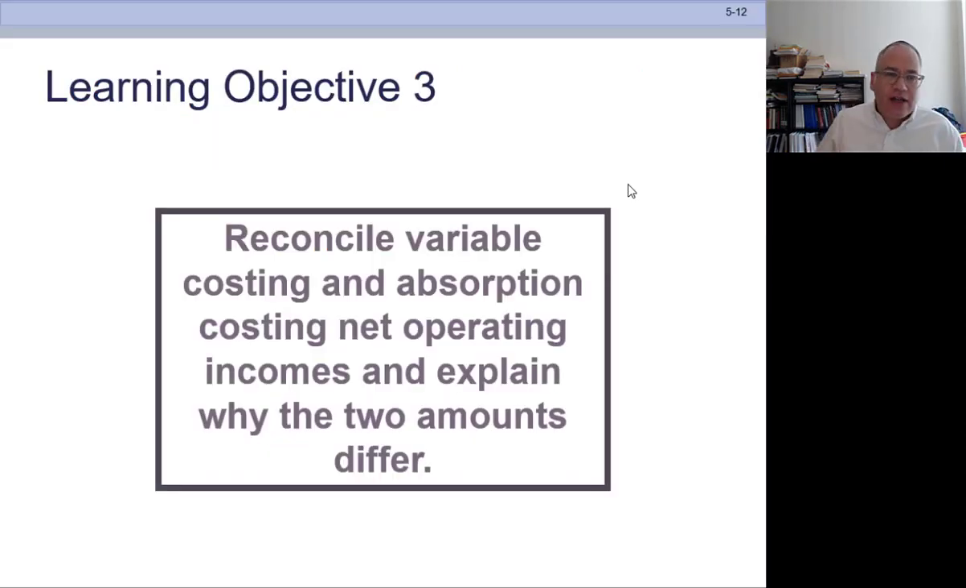Now, the next topic, learning objective 3. It's a little complicated, a little technical, and this will help you understand the difference between variable costing and absorption costing. And that's going to be to reconcile variable costing and absorption costing net income and explain the difference between the two.